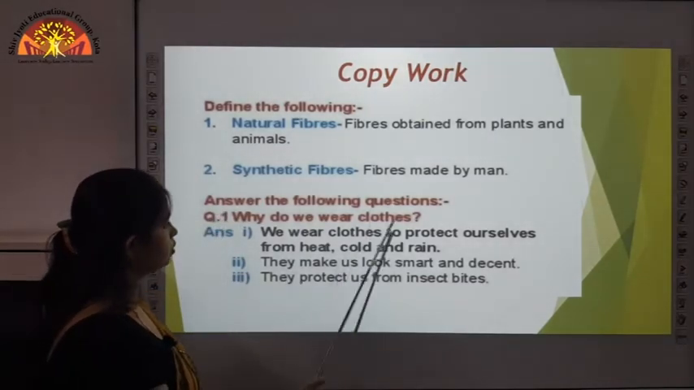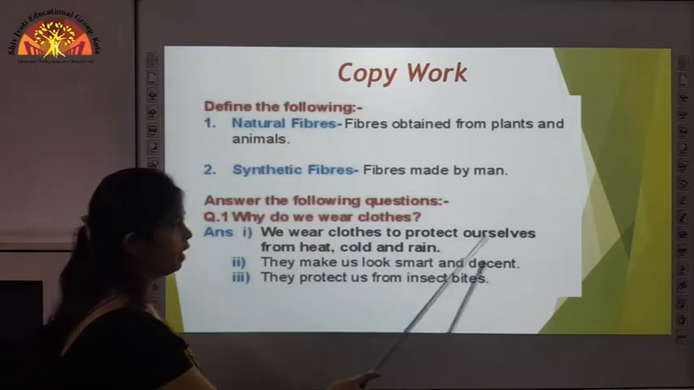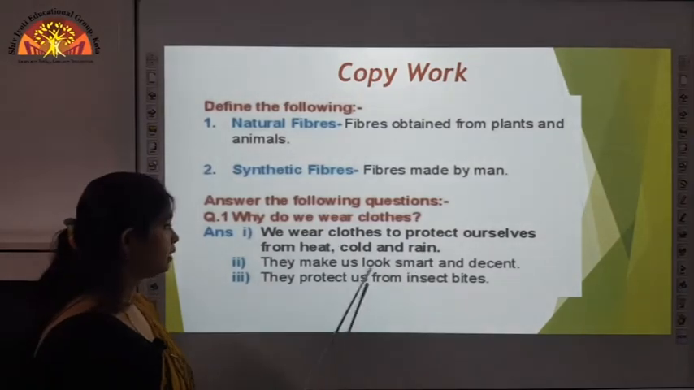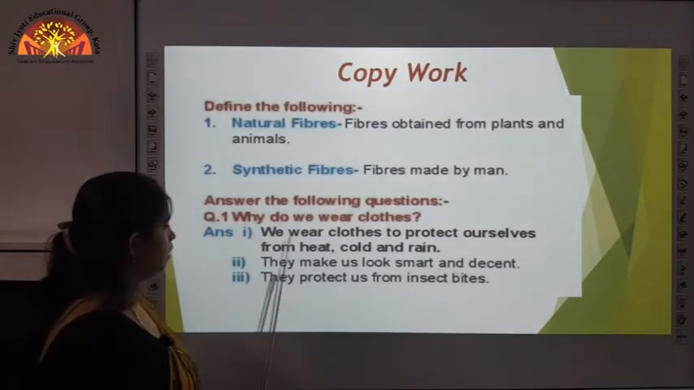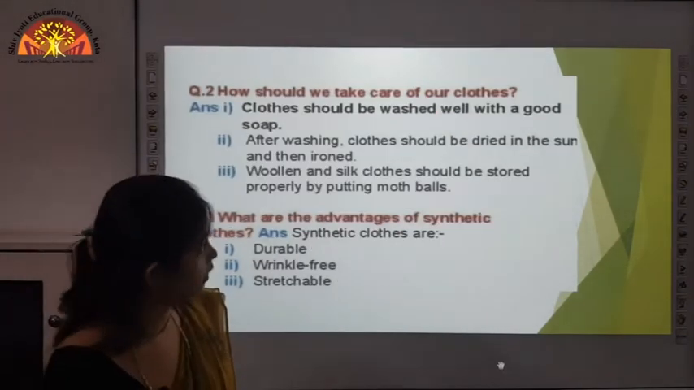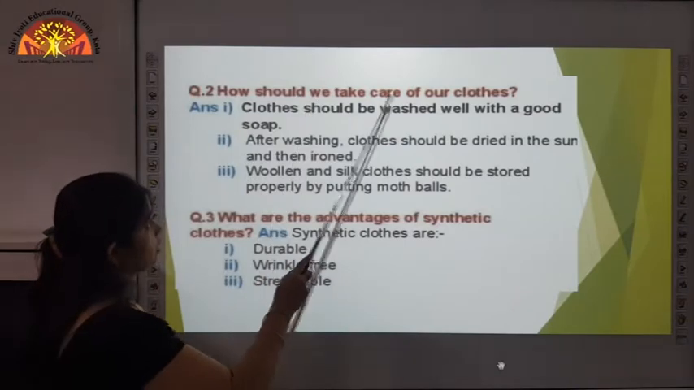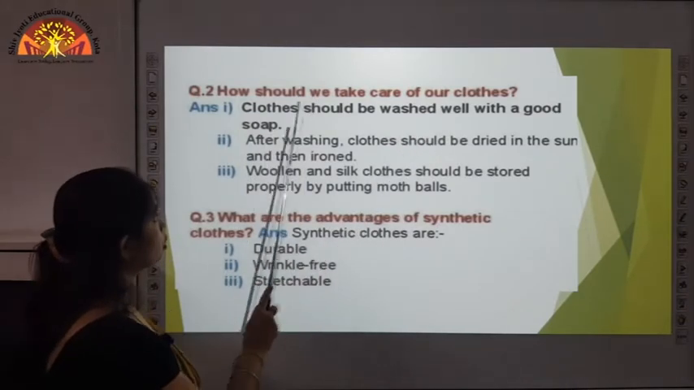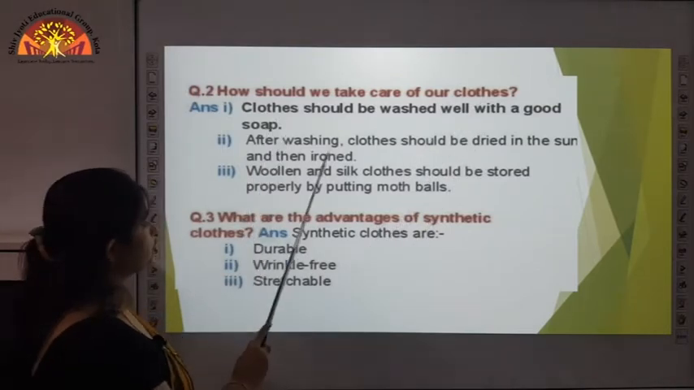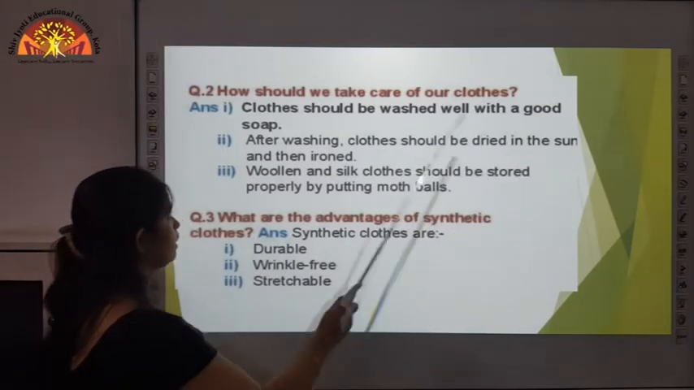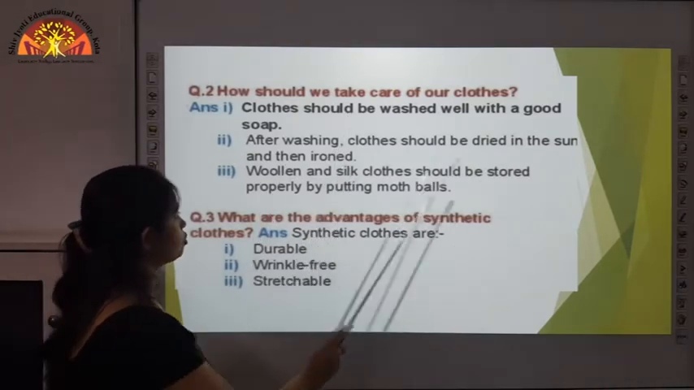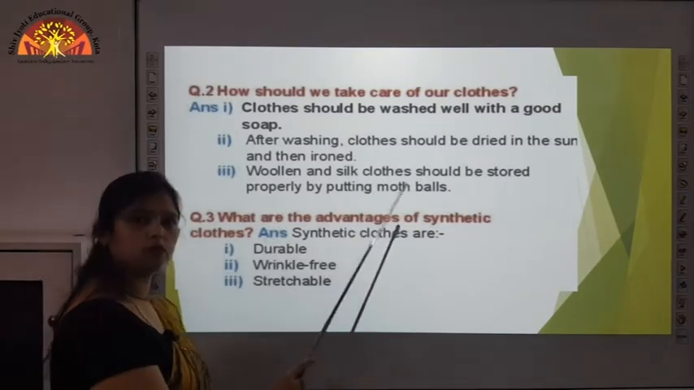Why do we wear clothes? We wear clothes to protect ourselves from heat, cold and rain. They make us look smart and decent. They protect us from insect bite. Then, how should we take care of our clothes? So, clothes should be washed well with a good soap. After washing, clothes should be dried in the sun and then ironed. Woolen and silk clothes should be stored properly by putting moth balls.